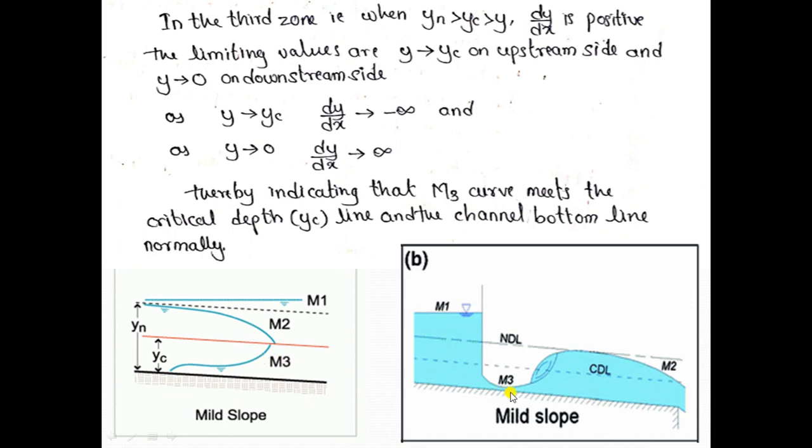So, these are the practical cases of the M1 curve. If we have a gate in a channel, on the upstream side of the gate we will get the M1 curve, and if we lift the gate, on the downstream side there is a chance of formation of a hydraulic jump, and we will get the M3 curve. And if there is a fall or drop in the channel bed, we will get the M2 curve.